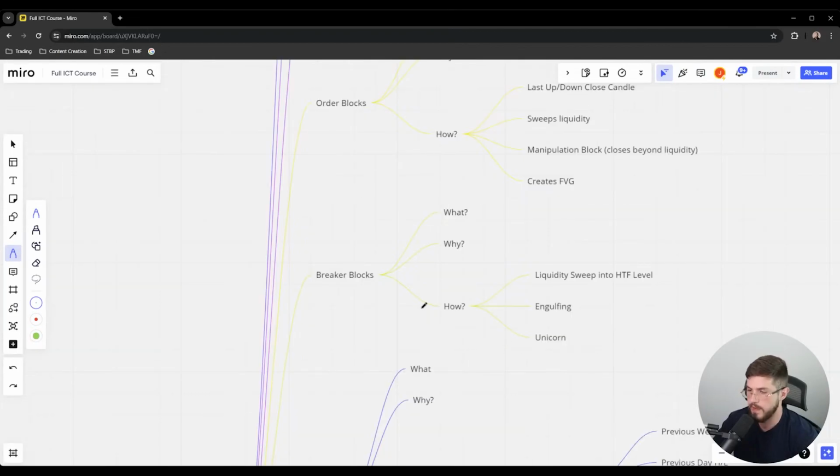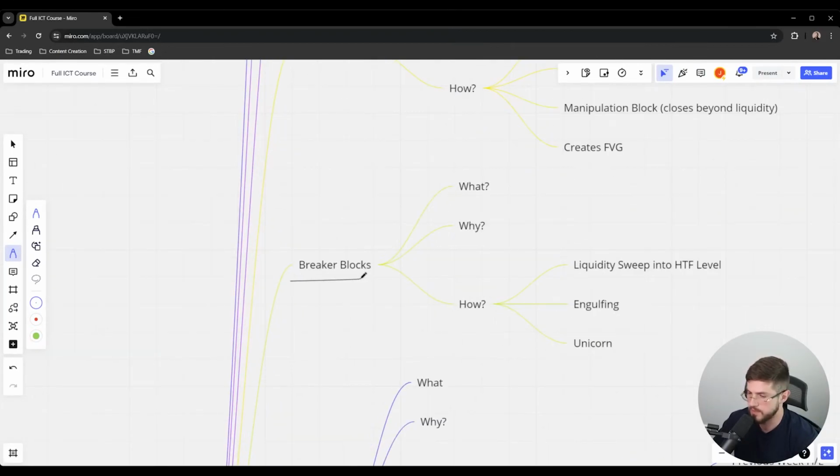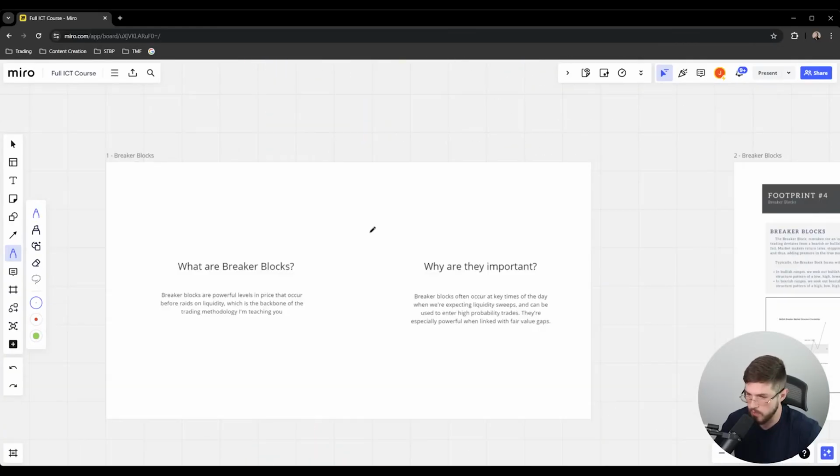All right, so now let's go ahead and talk about breaker blocks. These are some of my favorite tools to use, especially if you're trading futures and looking to trade raids on liquidity and reversals in the New York session. We're going to talk about what they are, why we use them, and how to properly map and use a breaker block. So what are breaker blocks?